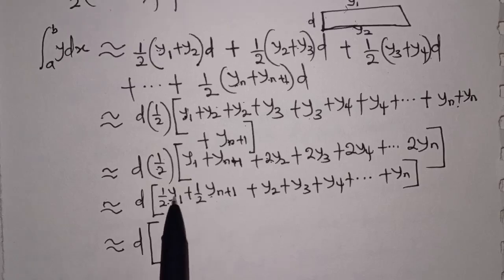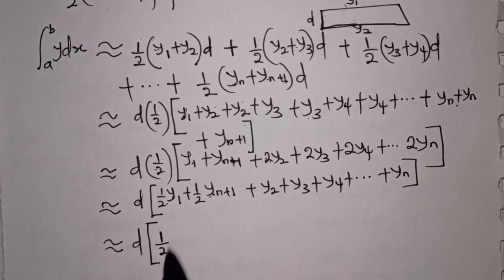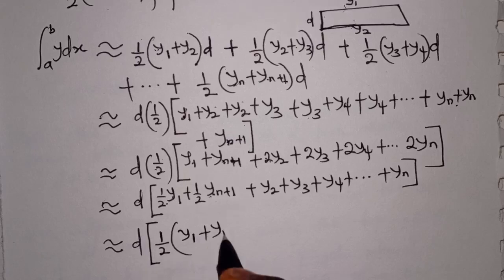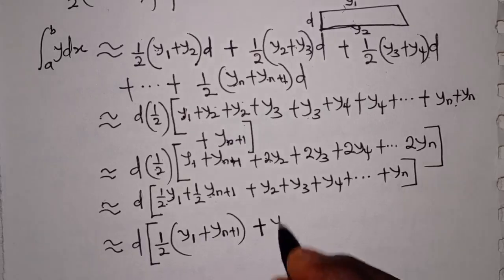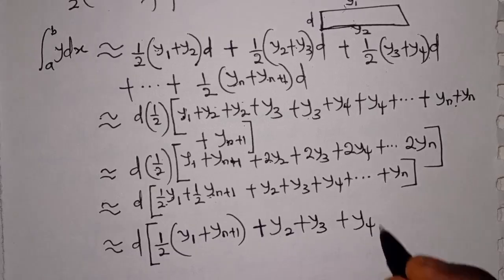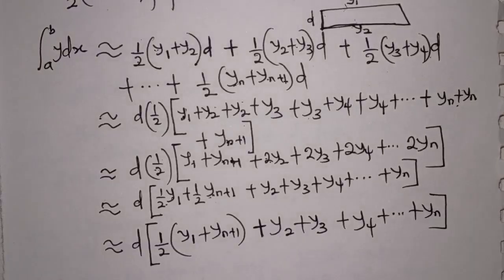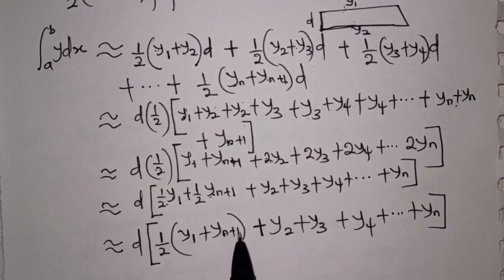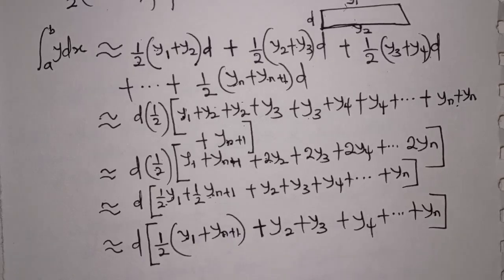Since both the first ordinate and the last ordinate have a coefficient of 1 over 2, if I bring out the 1 over 2, I'll be writing y1 plus yn plus 1 plus the remaining ordinates: y2 plus y3 plus y4 up to yn. What you observe now is that y1 and yn plus 1 are the first and the last ordinates respectively, while y2 up to yn are the remaining ordinates.